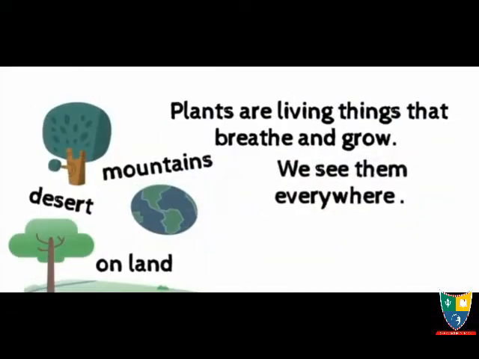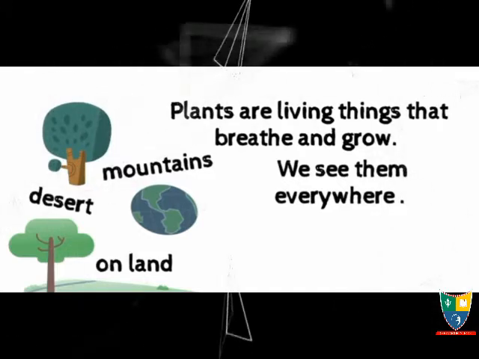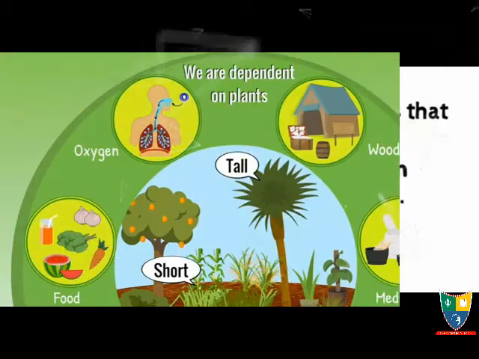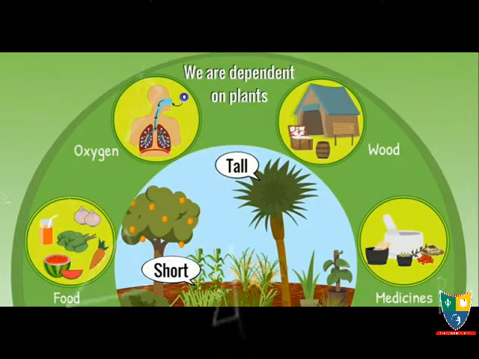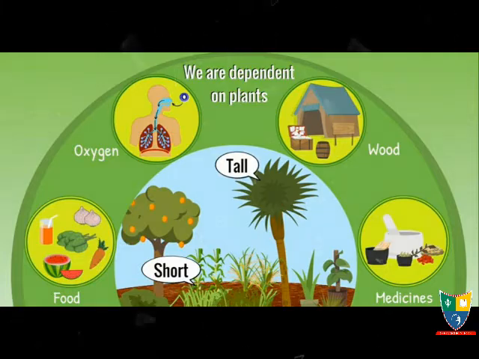Plants are living things that breathe and grow. We see them everywhere, on land, in deserts, on mountains. We are dependent on plants for our food, oxygen, wood, medicines, etc.